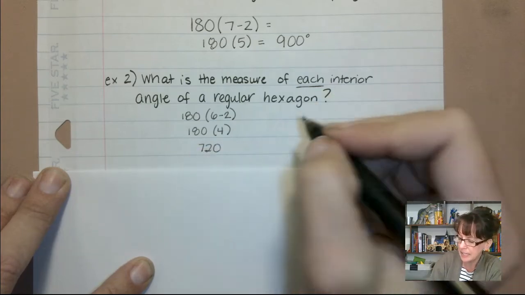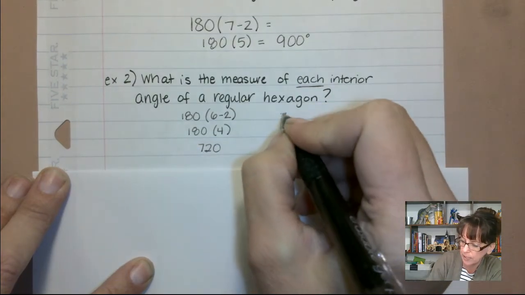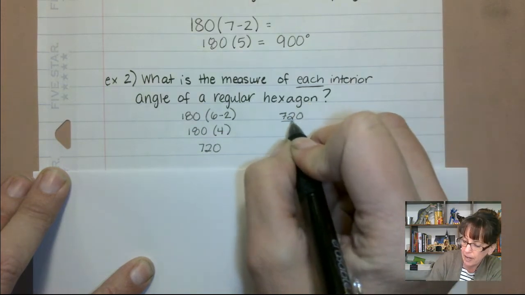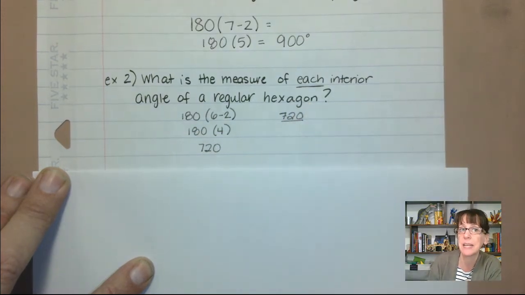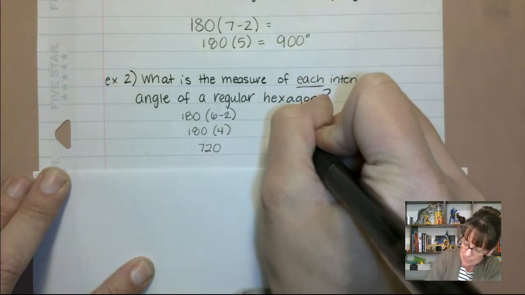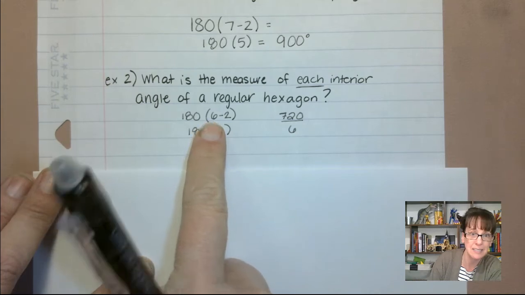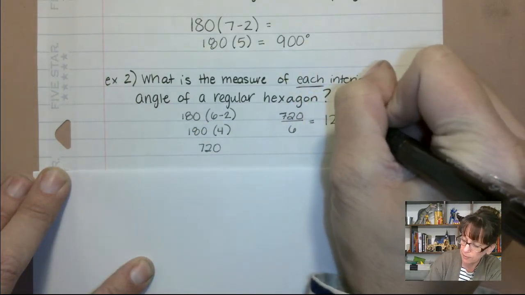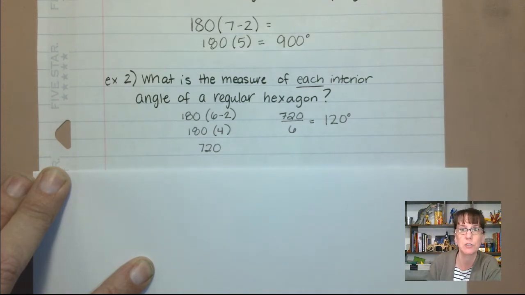So in order to find each, we have to take 720 and divide that by the number of sides because that's how many angles are in a hexagon. So if we divide that by 6, because there are 6 sides in a hexagon, we end up with 120 degrees. So every angle in the hexagon is 120 degrees.